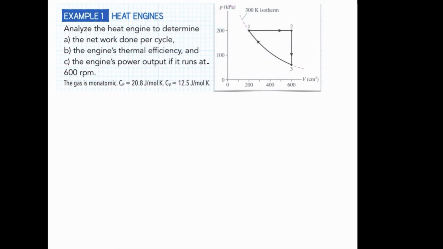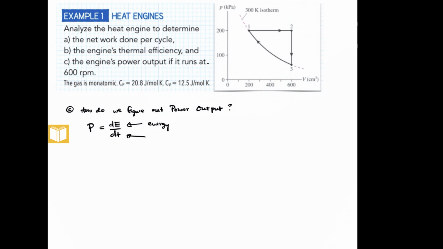Now, moving on to part C, we need to figure out the engine's power output if it's running at 600 rotations per minute. So how do we find this? Well, we want to know power. We already know energy, right? So power is just going to be the derivative of energy with respect to time. But in this case, we know time is going to be the time for one cycle, okay? And we know the energy because we have something in joules. So for every cycle, we get 36 joules.